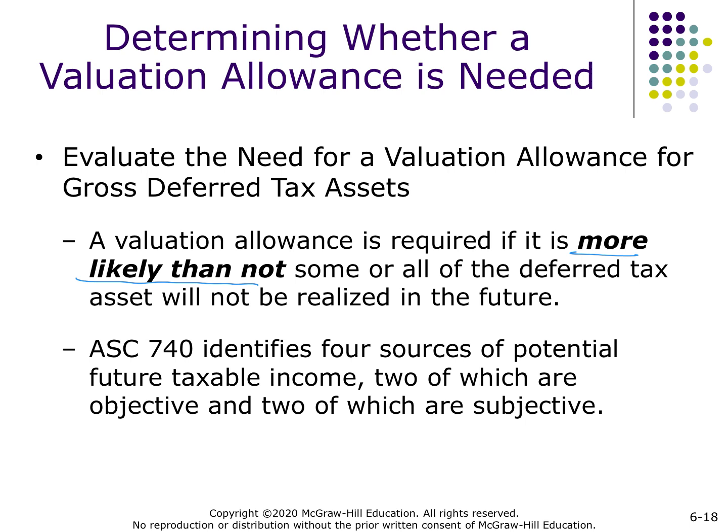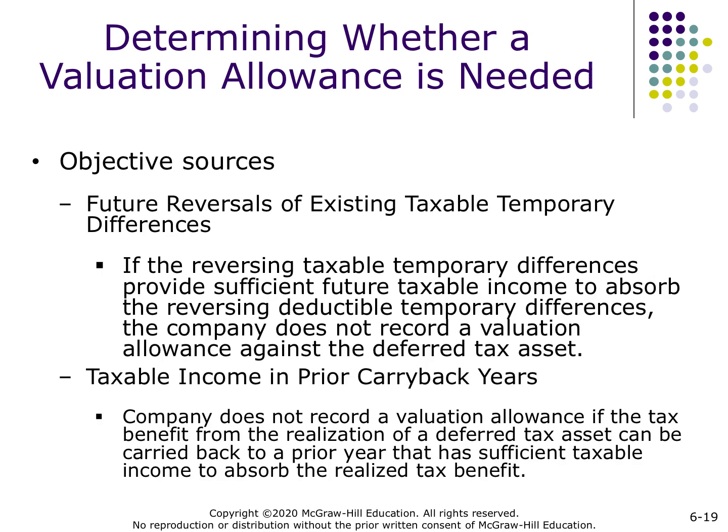And there are four sources of potential future income that will impact the calculation of this. So let's talk about those next. All right, so here are two objective sources. So reversals of existing taxable temporary differences, and then taxable income in prior carryback years, okay? So these two objective sources lay out situations by which you do not have to record a valuation allowance, okay?